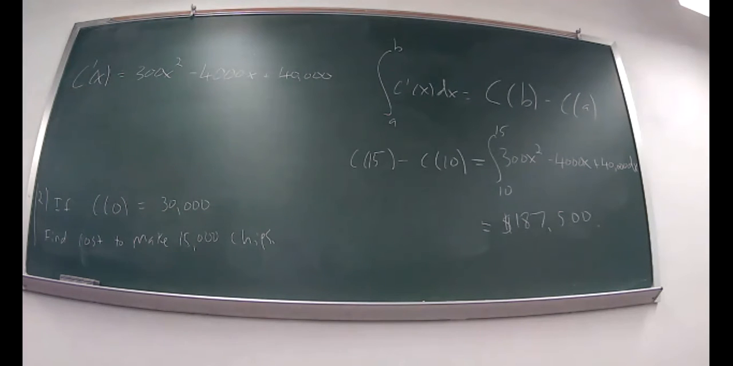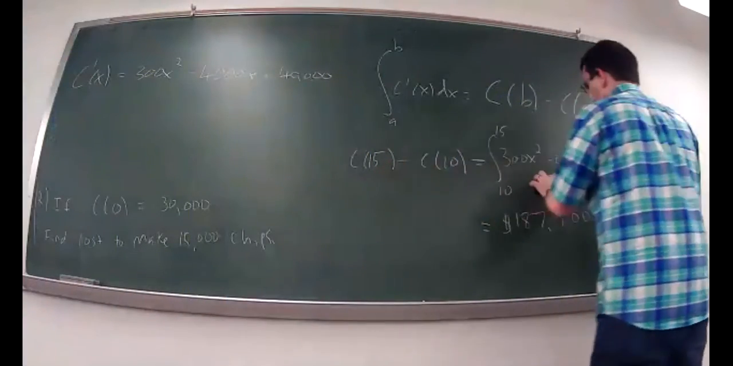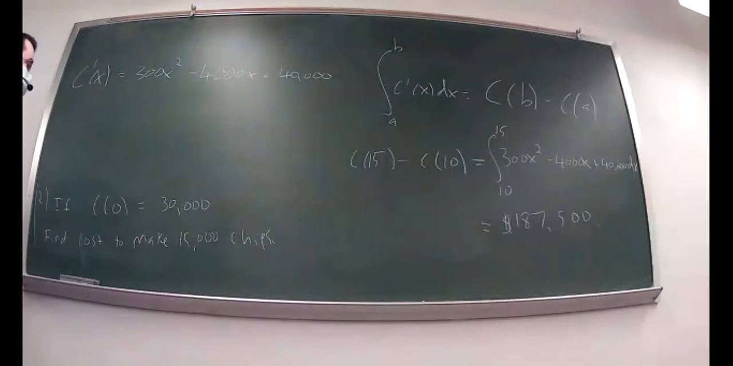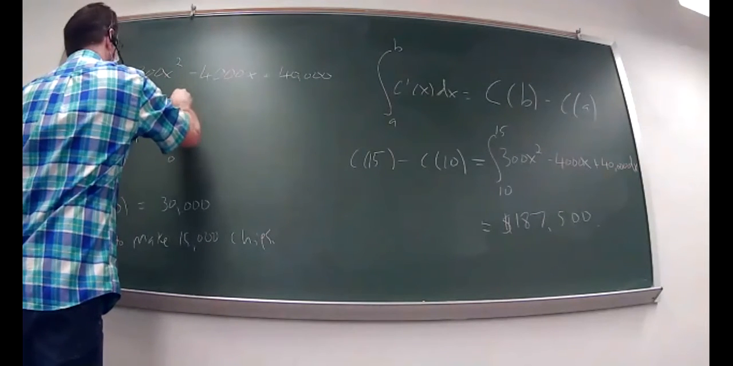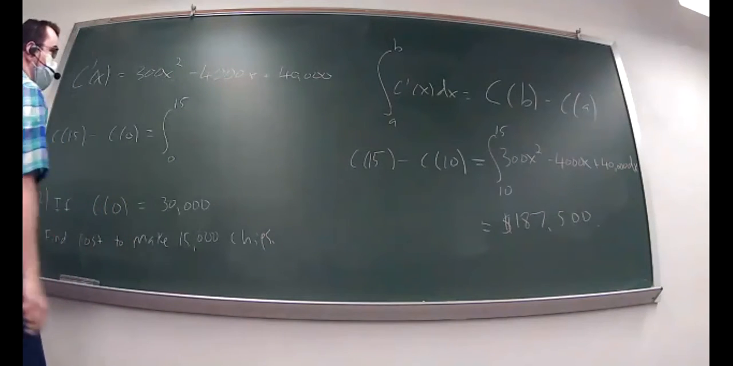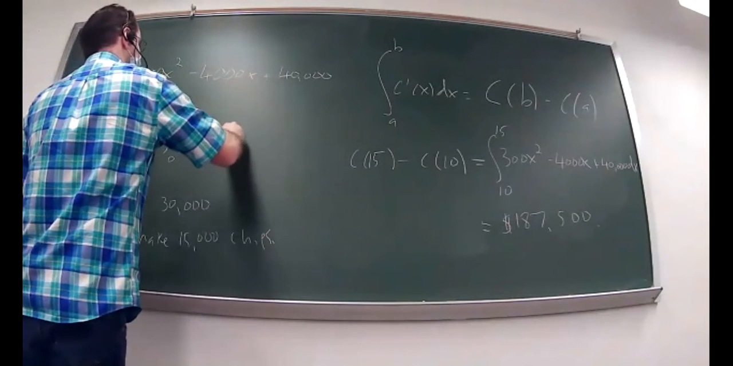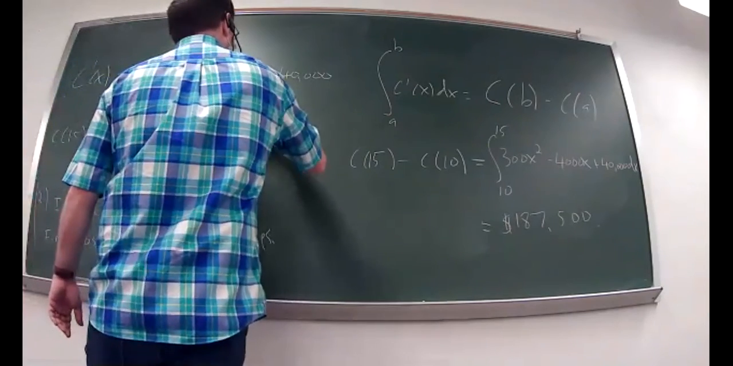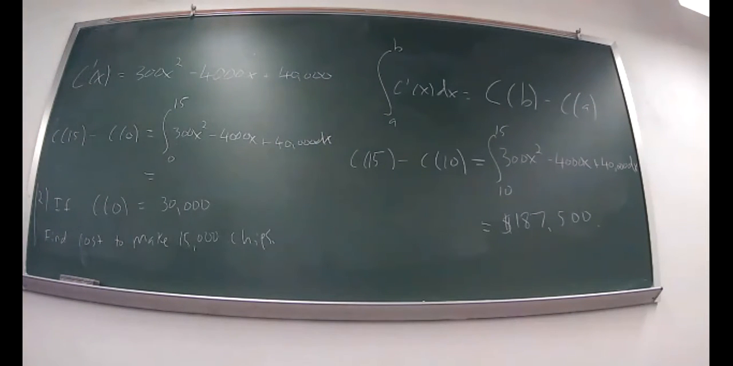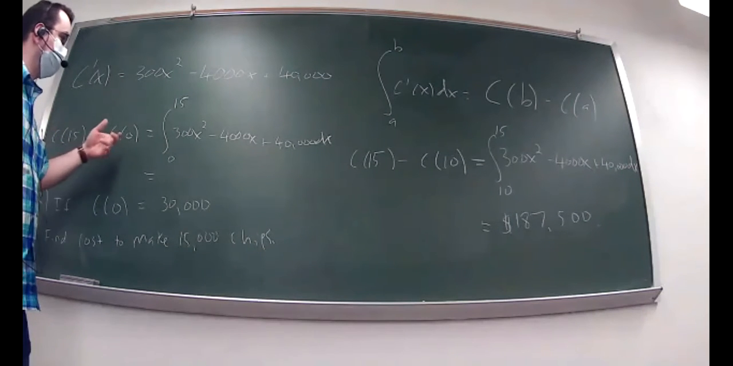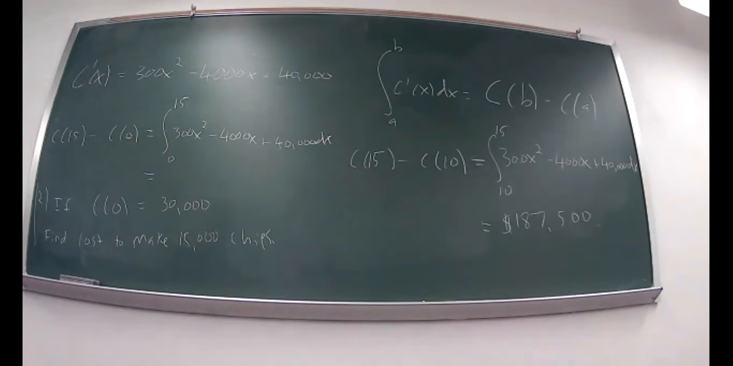But actually, I would do the following. I would go back to this principle that net change is equal to the integral of rate of change. I'm interested in finding out C of 15, the cost to make 15,000 chips. I don't know what that is, but I do know that C of 15 minus C of 0 is equal to the integral from 0 to 15 of this marginal cost function. You're using the fact that the net change is equal to that integral. So you use the same antiderivative and calculate it out once again.